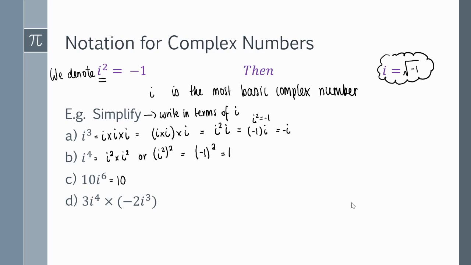10 i to the 6. Again, we want to write the i^6 in terms of i squareds and i's. So you can either write this as 10 times i squared times i squared times i squared and substitute i squared equals -1 into that expression, or I can write it as 10 times i squared all to the power of 3. Again, i squared is -1, cubed is -1, that should still be -1. So I'll get 10 times -1, or -10.